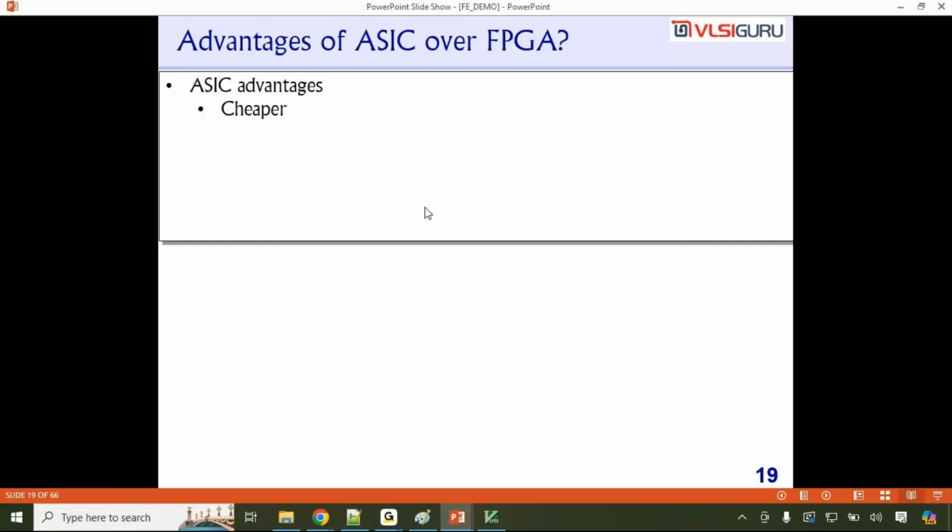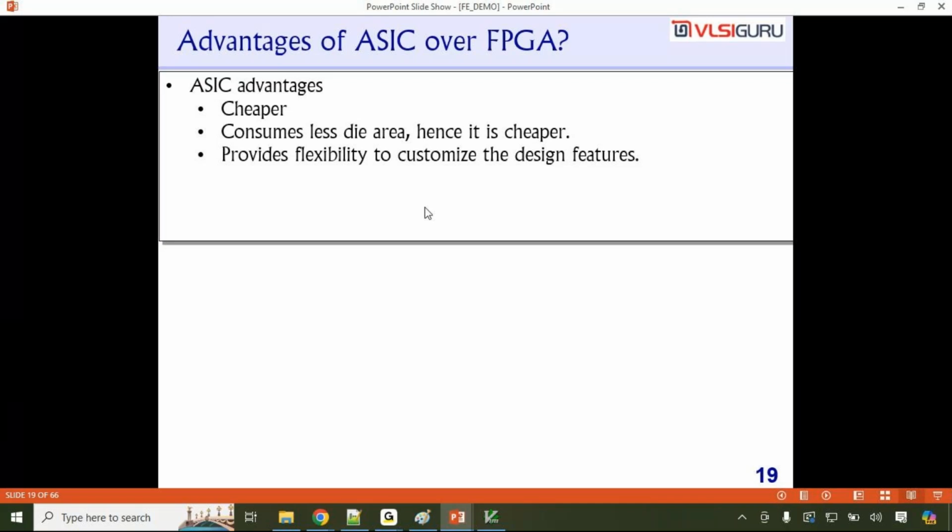First advantage is what? Cheaper. Second is what? It consumes less die area, hence it is cheaper. I mean, when you manufacture ASIC, you are customizing. Okay, it will consume less area, so hence it will be cheaper. It provides flexibility to customize the design features. I told you, right? You buy a ready-made curry or you make your own curry. You can customize it for your requirements.